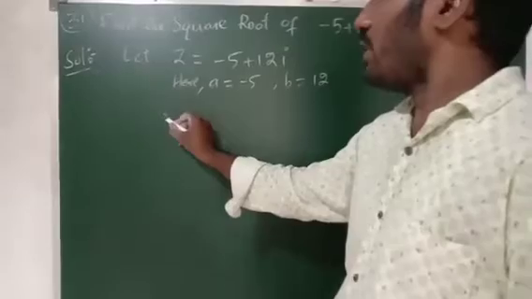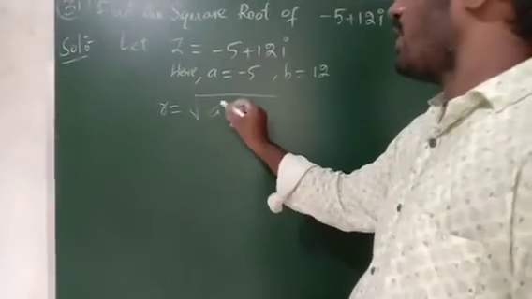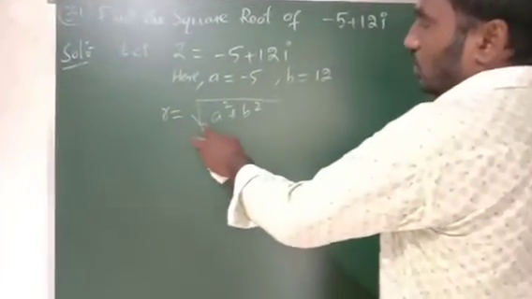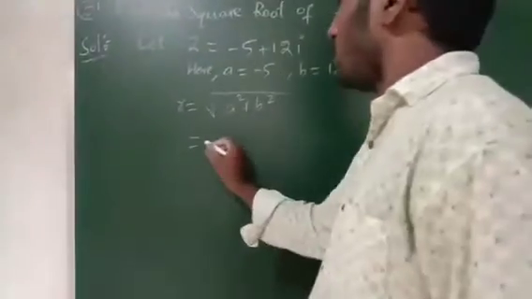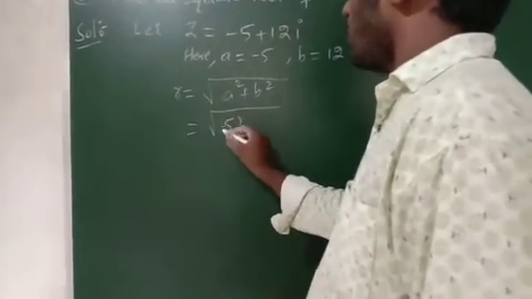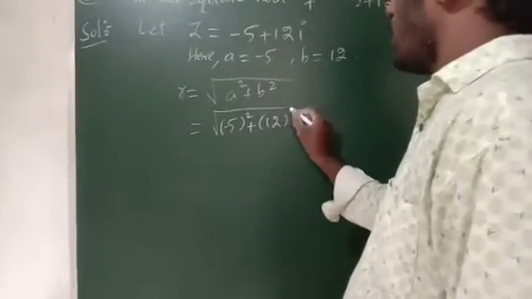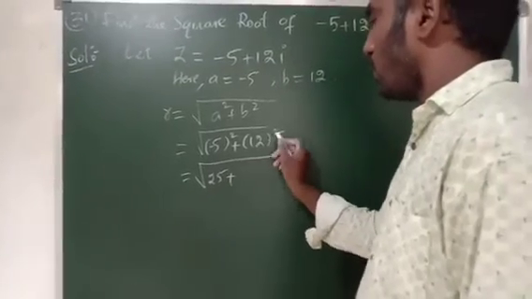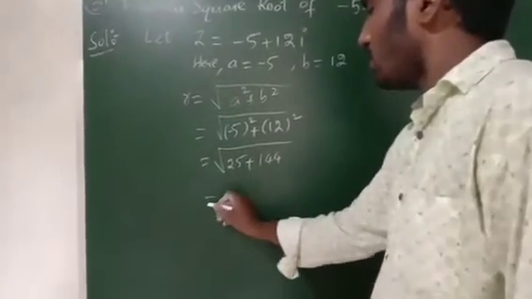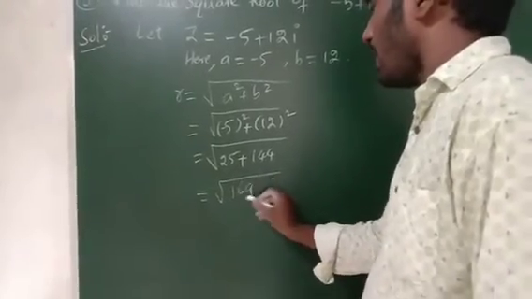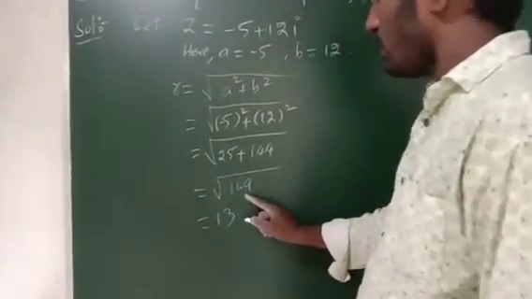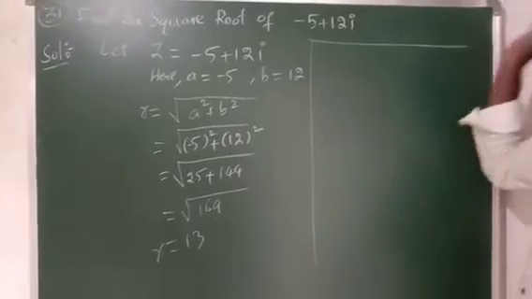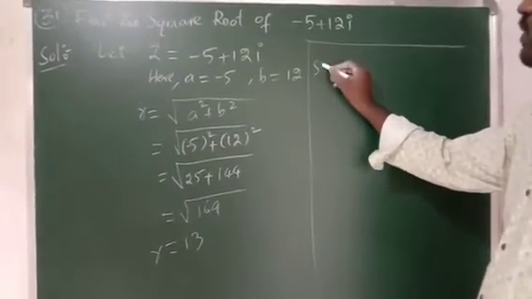Now find the modulus value, that is r. We have formula r equals under root of a square plus b square. So this is equal to under root of (minus 5) square plus 12 square. So this is equals under root of 25 plus 144. So this is equals under root of 169. It becomes 13. Root 169 is 13. So r equals 13.